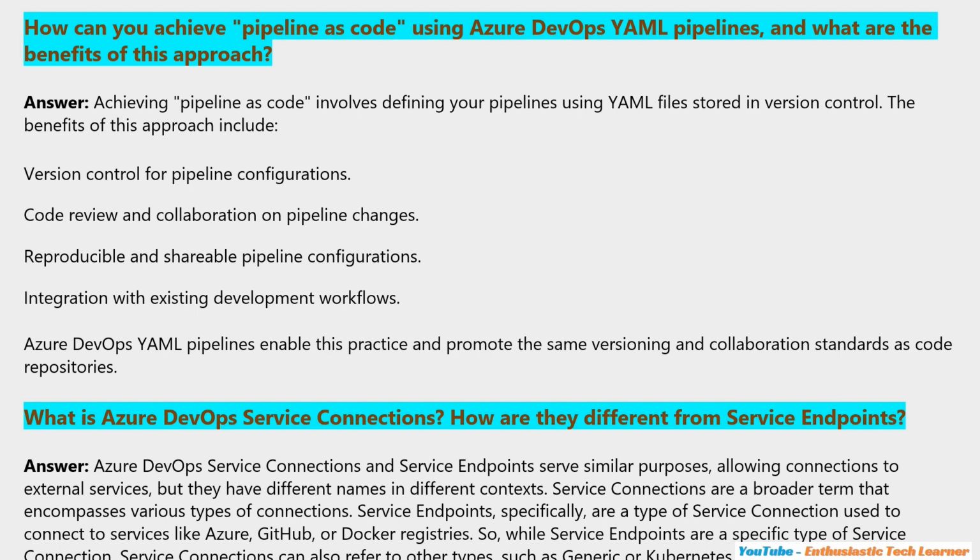So, while service endpoints are a specific type of service connection, service connections can also refer to other types, such as generic or Kubernetes connections.